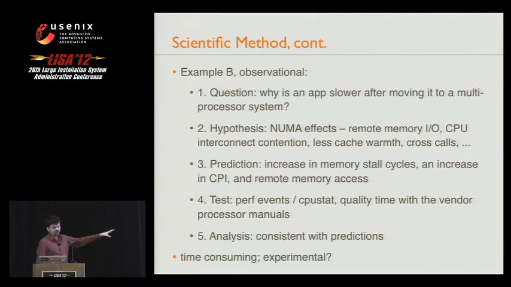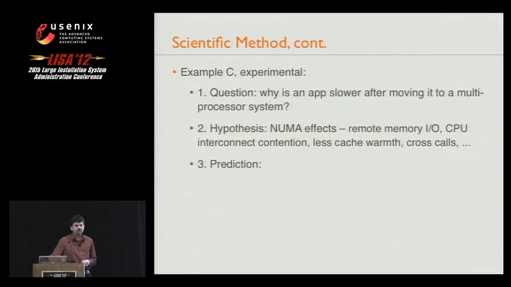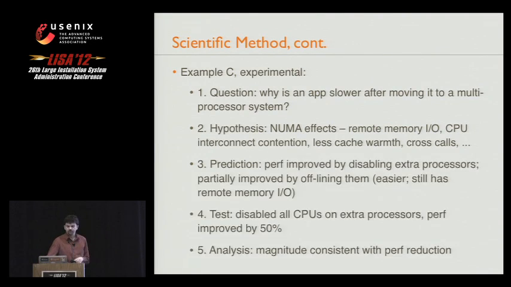For that observational test, the analysis was consistent with predictions. And I just see this sometimes. This is a thing that does happen where the app is slower. Sometimes an experimental approach can shed light on that much, much more quickly than reading those processor manuals. Same problem, but now I've got a different prediction.